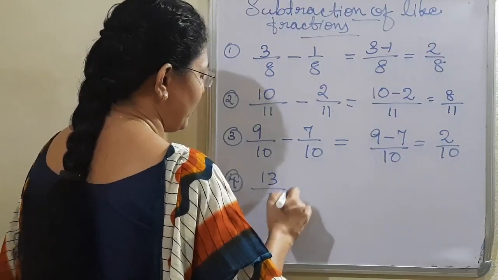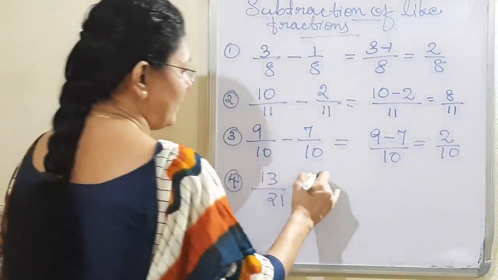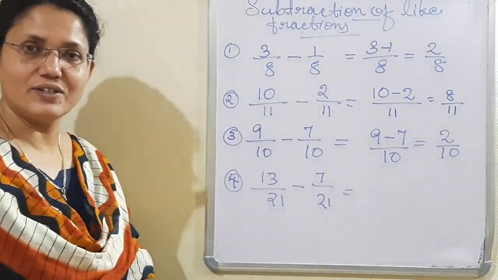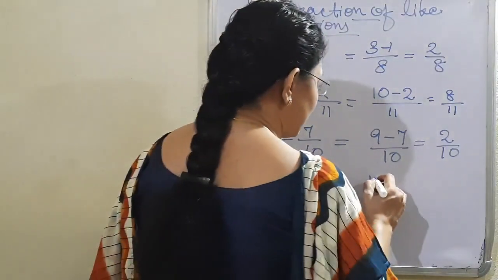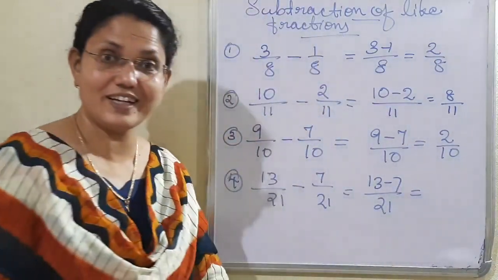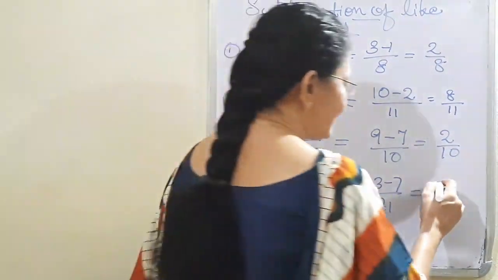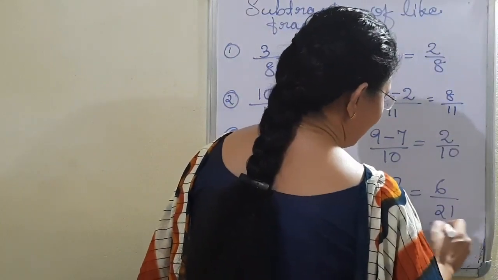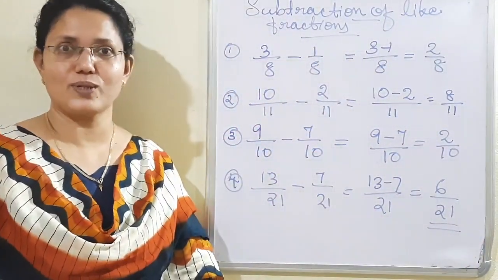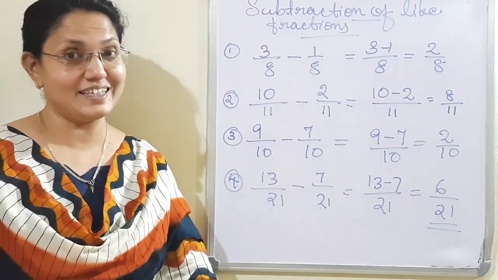13 by 21 minus 7 by 21. The fractions are like, so we can subtract the numerators. 13 minus 7 by 21. 13 minus 7 is, yes, 6. 6 by 21. Okay, now I think all of you understood how to subtract a fraction from another fraction with the same denominator.